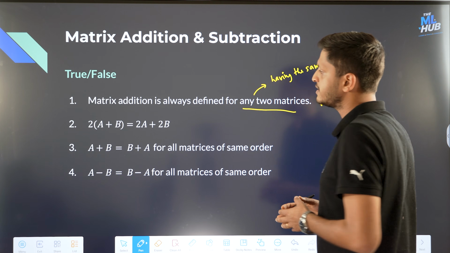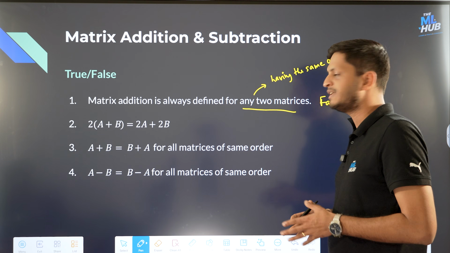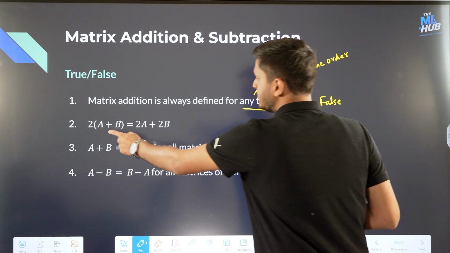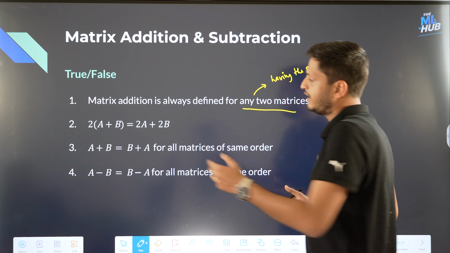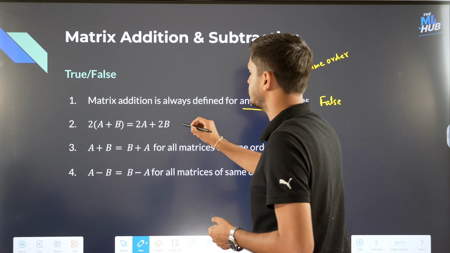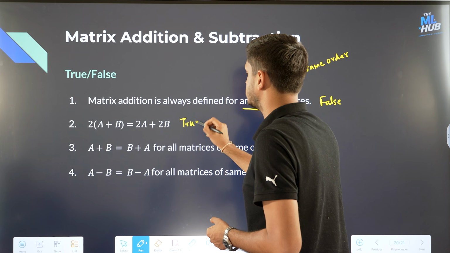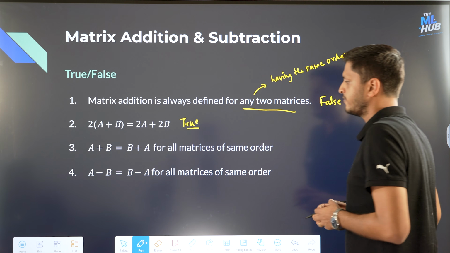Now moving on to the second statement: 2 times A plus B is equal to 2A plus 2B. This we have already seen. Scalar multiplication is distributive over addition, and hence 2 times A plus B will be equal to 2A plus 2B. This is true.